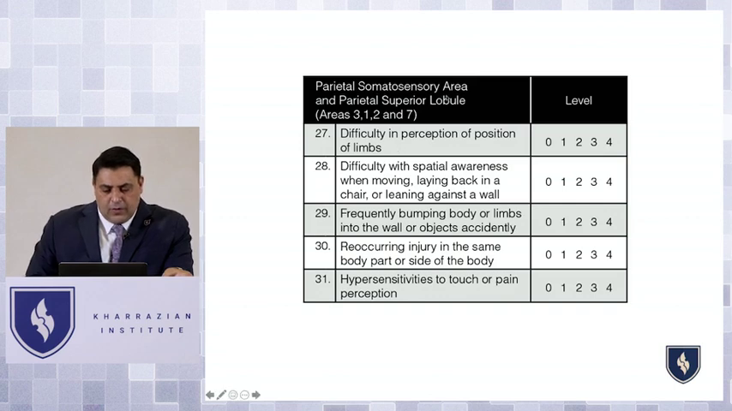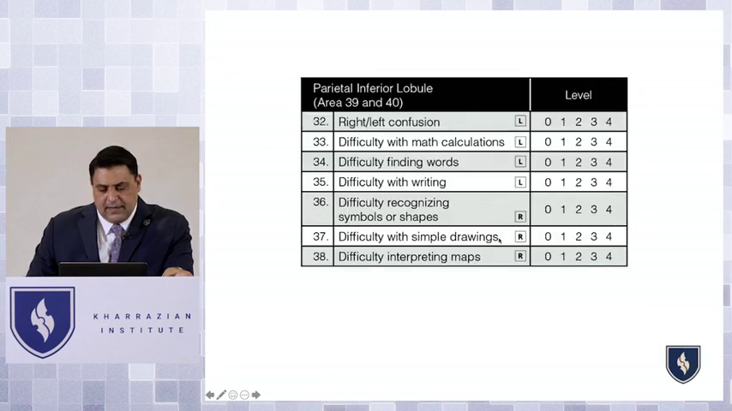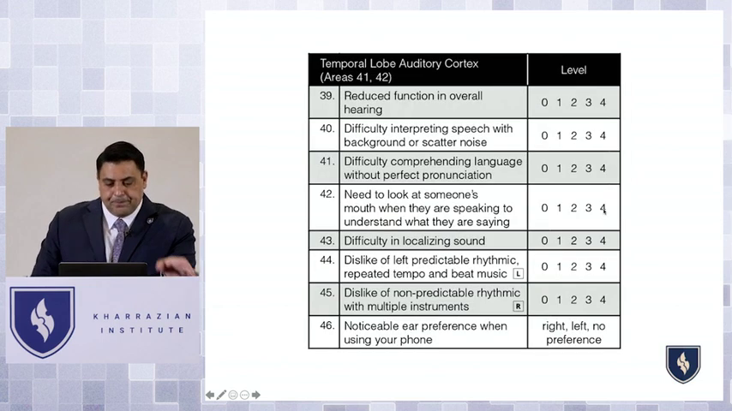Then it goes into the parietal lobe. This is where you have perception of where your limbs and body are in space, so you can see if they have any of those symptoms. And then the parietal inferior lobule is involved with cognitive functions like right-left confusion, which is with the left parietal inferior lobe. And difficulty with math calculation involves the left parietal inferior lobe. And then things like interpreting maps and looking at symbols are the right. So you can see all L's and R's again. These should all be, 0 to 1s are kind of normal, but 4s and 3s are always a red flag.